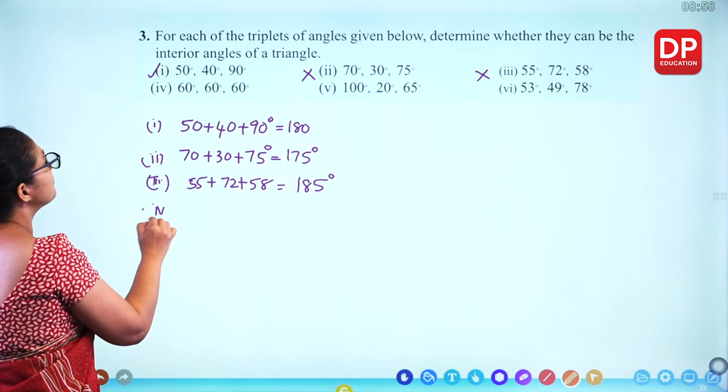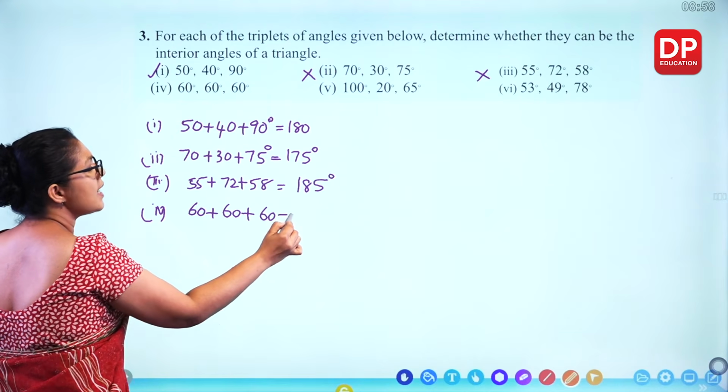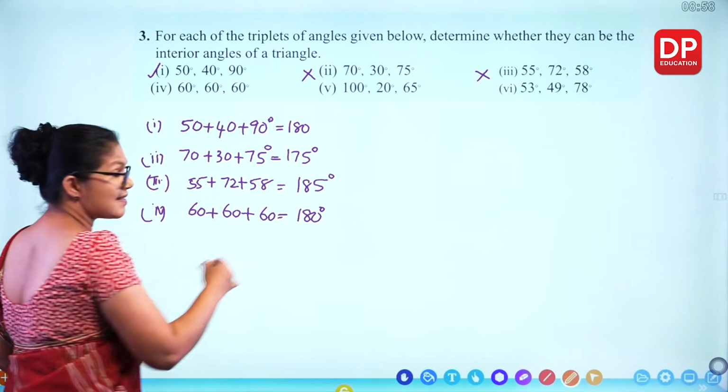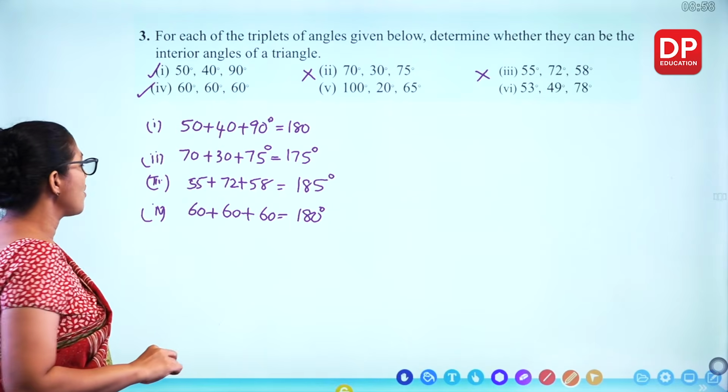Fourth one, 60 plus 60 plus 60, you get 180. So that's an equilateral triangle. So you can make a triangle.